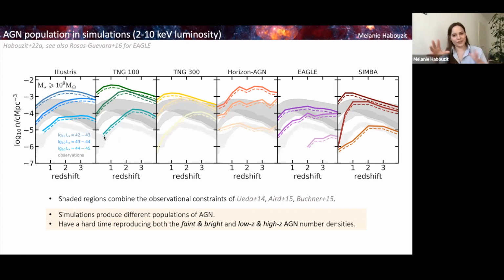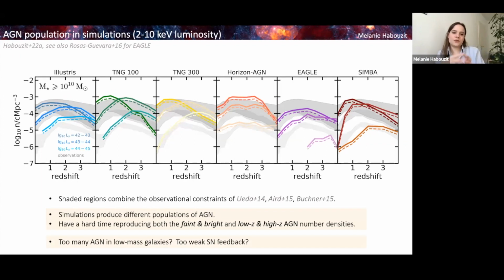So the takeaway message of this very busy plot is that, first, all simulations produce different populations of AGN. That's the first thing. Second thing is that all the simulations actually have a hard time reproducing both the faint and bright AGN, but also the low redshift and high redshift AGN at the same time. So most simulations are able to produce one of the regimes, but not all of them at the same time. And this was actually interesting to see.